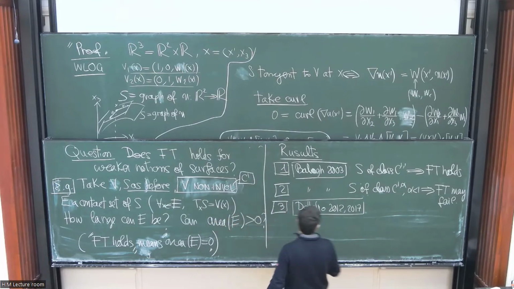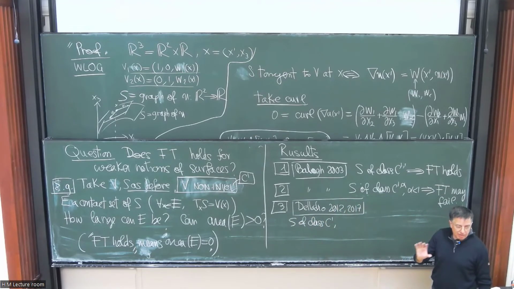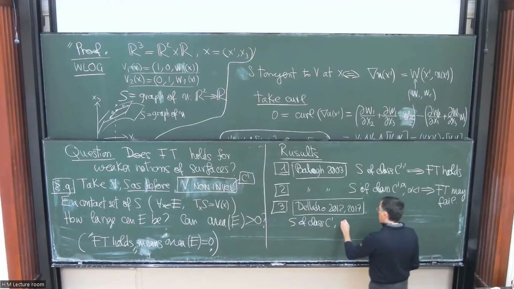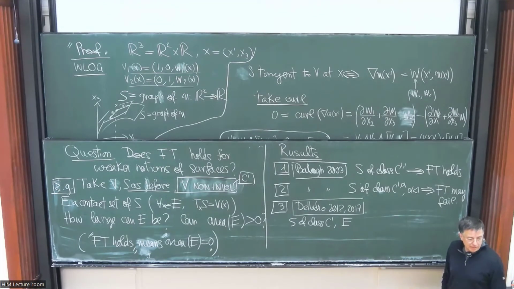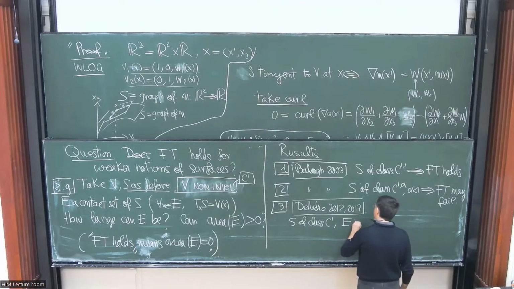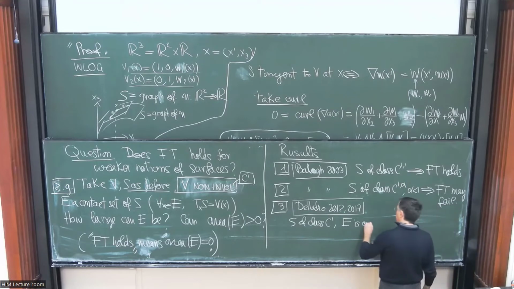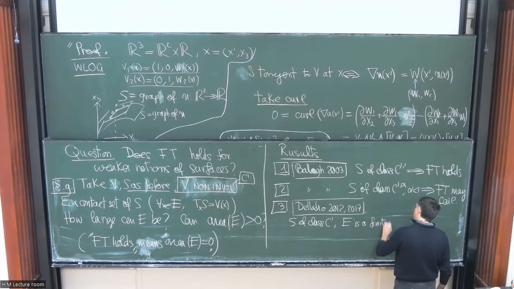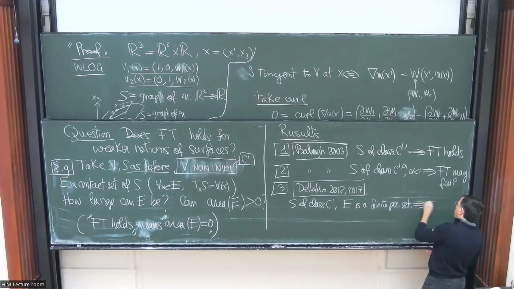So if S is of class C1, but now I'm asking something more about the regularity of the contact set. The contact set is, and now forgive me, a finite perimeter set. That means that the boundary can be bad if you look at it as a set, but it's not too bad in the sense of distribution. So this is a notion of regularity of the boundary. Just take it as a finite perimeter set. Then the Frobenius theorem holds.